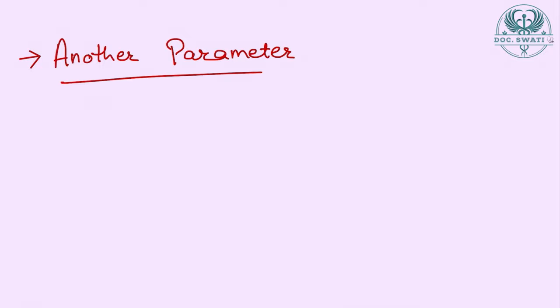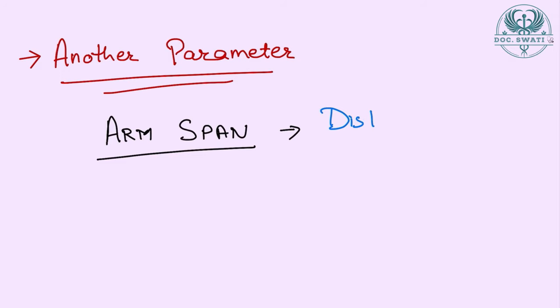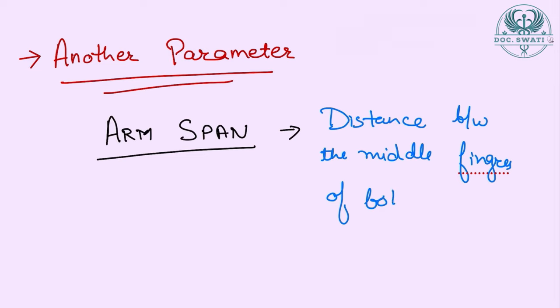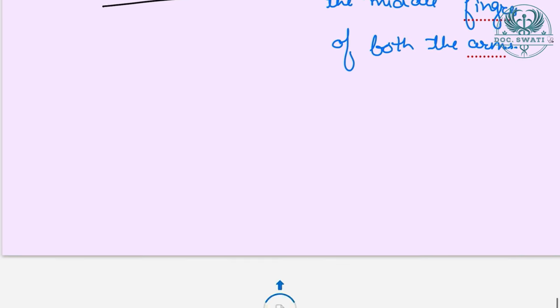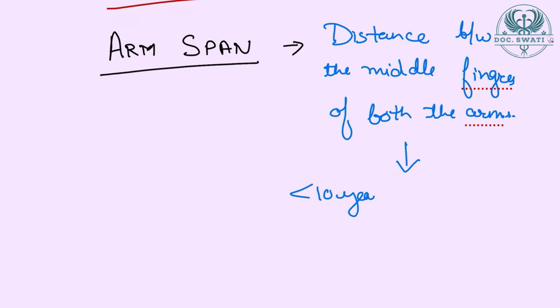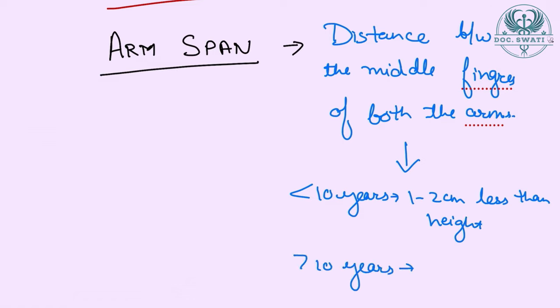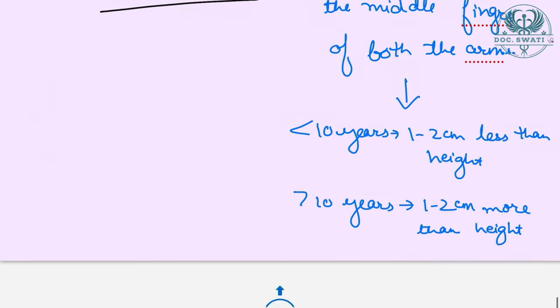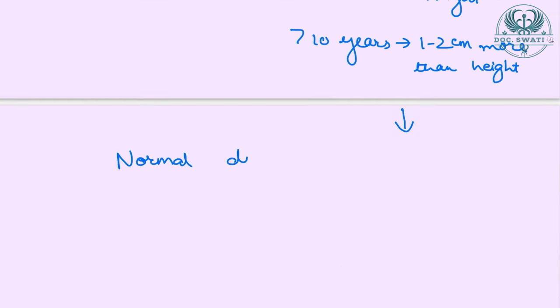Another parameter that gives an idea about the height of a child is the arm span. The distance between the middle finger of one arm to the other, when the arms are outstretched, is measured. It is perpendicular to the rest of the body. But one must remember that this distance is 1 to 2 cm less than the height in children less than 10 years, and in children more than 10 years, this distance is 1 to 2 cm more than the height. Normally, the difference between the arm span and the height is 3 cm.